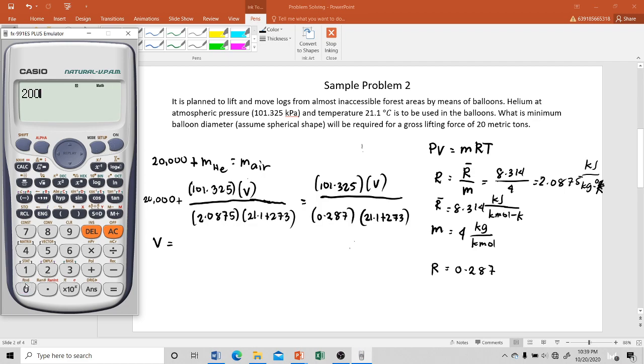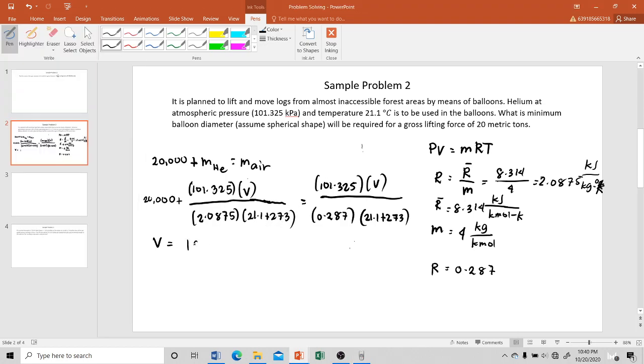So 20,000 plus alpha A times alpha B times alpha X, shift solve, store as B. Now we can get the volume of the sphere, 19316.2876 meter cube.